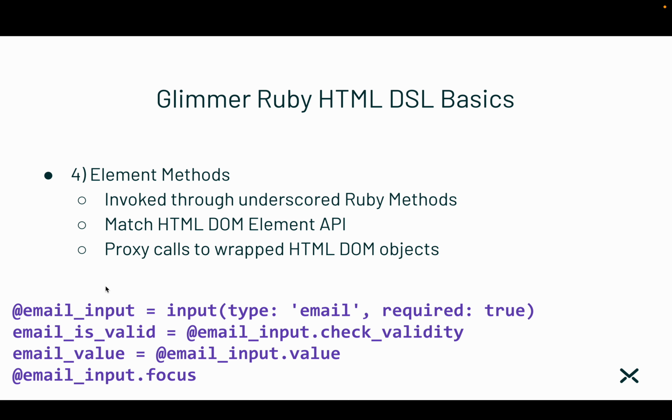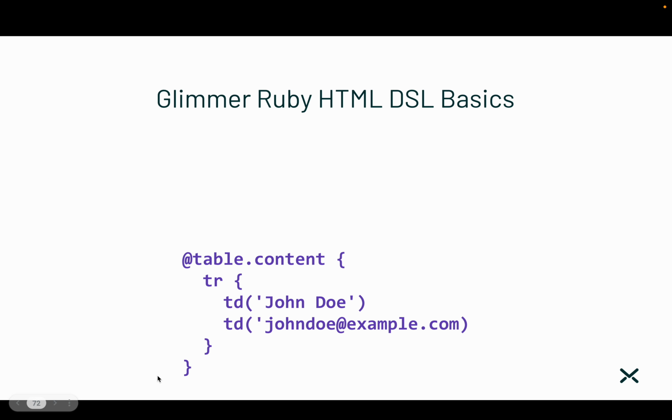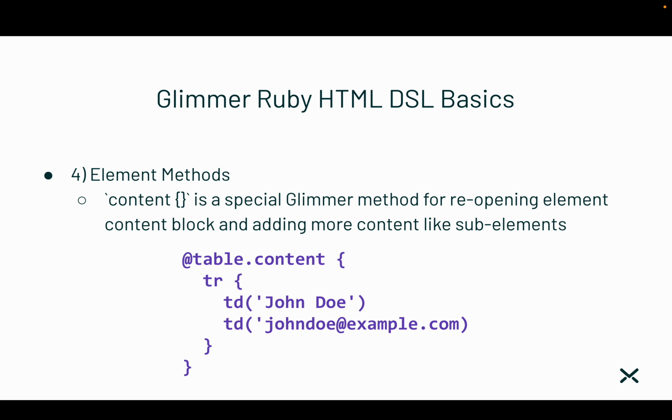Okay, the last thing is element methods. So like I said, once you have an input object, I can assign it to a variable, and then on this instance variable, you can call methods like check validity, which actually are invoking JS DOM methods behind the scenes. And then I can grab its value, and then I can make it grab focus. So this is all possible thanks to Opal Ruby, but you write Ruby code instead of JavaScript.